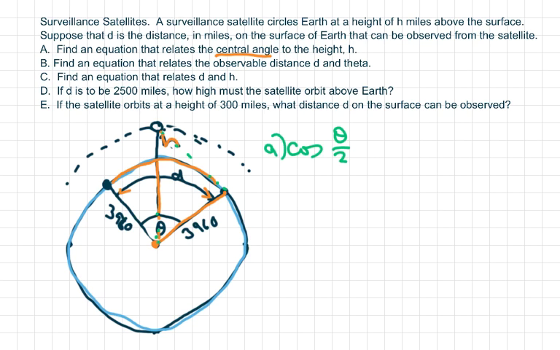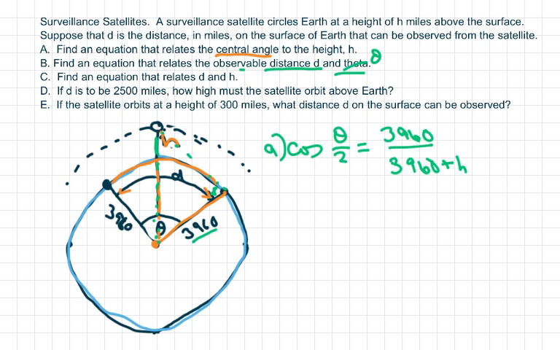So this is your A, equals adjacent, which is right here, over hypotenuse. So the adjacent is going to be 3960. Then the hypotenuse is going to be right here. This is your right triangle here. So that's going to be the same thing, 3960 plus your h. We're adding this h to it. Okay? So that's A.